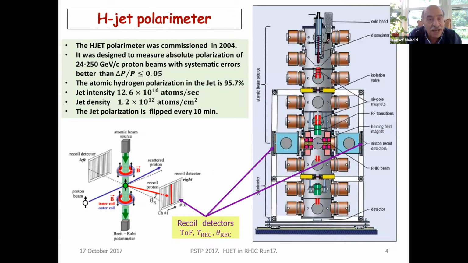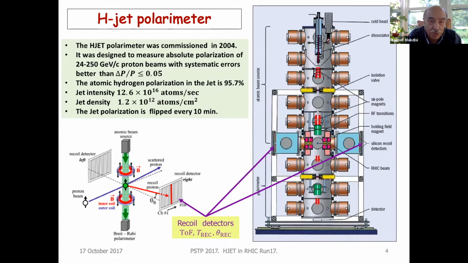It was designed to measure the absolute beam polarization at basically any energy in proton beams in RHIC. For the experiments, the plan was to have delta P over P of the order of 5%, which we achieved in 2006. The atomic hydrogen polarization of the jet was roughly 96%. And this was because the magnet was 1.2 kilogauss. We could have gone up by a couple of percentage points, but we didn't want the magnet to be too strong to bend the scattered protons, very low energy scattered protons, from the silicon detectors. The intensity was 12.6 times 10 to the 16.